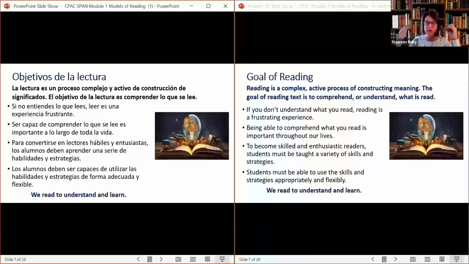So the goal of reading, as I said in the beginning, is to comprehend and understand what's read. If you do not understand what you're reading, if you're just pulling words off the page, reading is very frustrating. It's boring. It's considered an aversive, something that you don't want to do. So being able to comprehend what you read is important from the get-go, from when children start to read. And it continues throughout life.